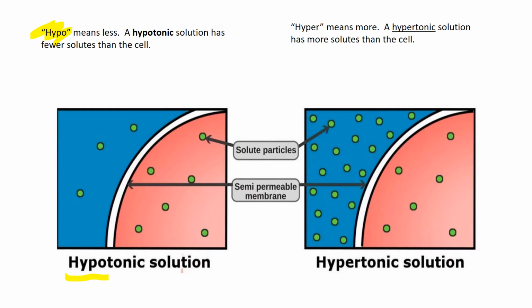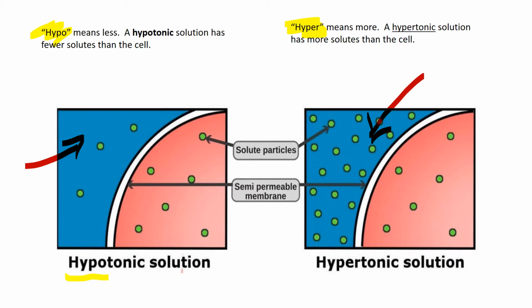A hypotonic solution has fewer solutes than inside the cell. So over here, I have a hypotonic solution. Hyper means more, and this makes sense. We've heard the term hyperactive. Someone who is hyperactive is too active or more active. That means that a hypertonic solution will actually have more solutes in it. So it has a high concentration of solutes.